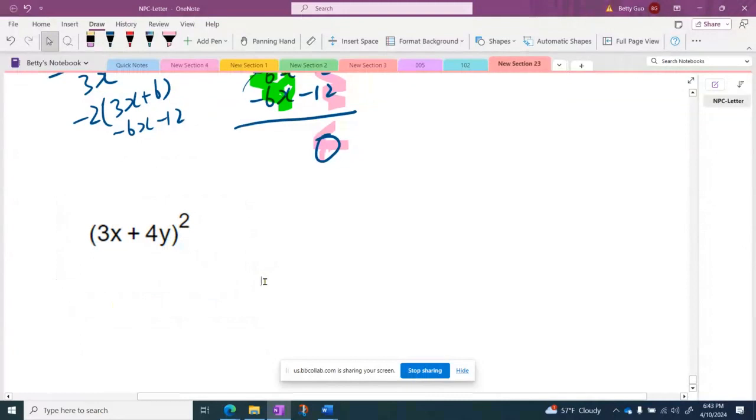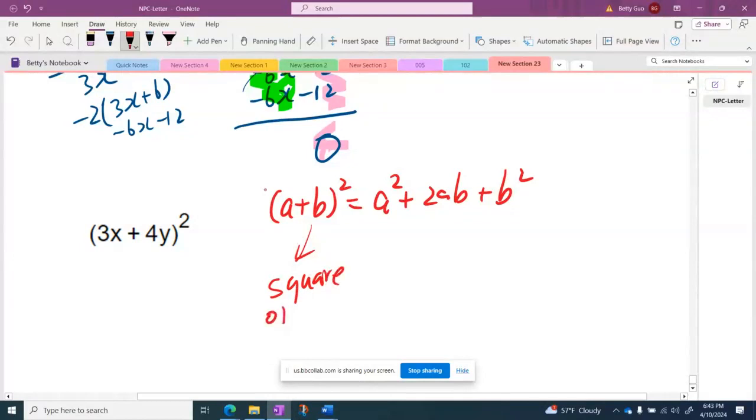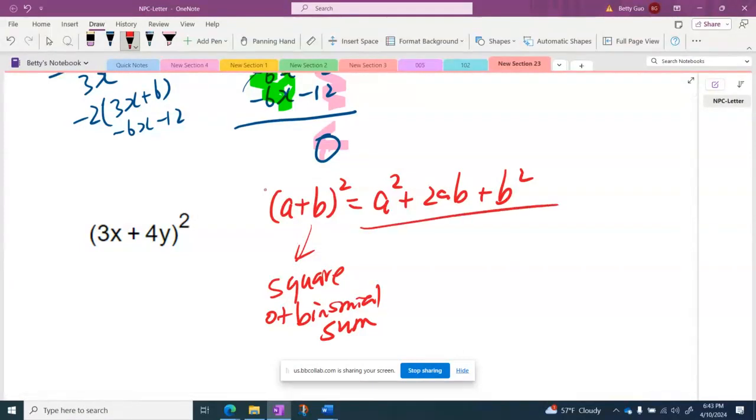The intention of the question is to apply the formula. Let me write a formula for you. The formula is (a + b) to the power of 2 equals a squared plus 2ab plus b squared. On the left side, we have a square of a binomial sum. It turns out a square of a binomial sum is a perfect square trinomial with the middle term positive. And the perfect square trinomial is very symmetric.